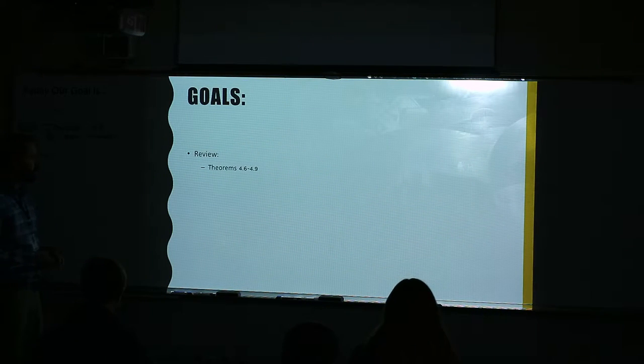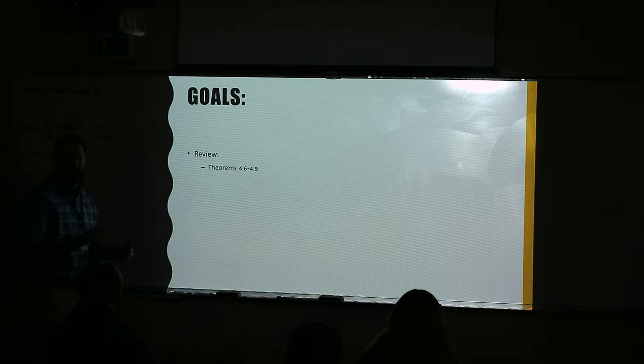Goals today: I want to do a quick review of the theorems we talked about on Friday, 4.6 to 4.9. If you were gone, or maybe you just don't quite remember, we did four theorems: 4.6, 4.7, 4.8, and 4.9. We talked about how they work. We really spent a lot of time on 4.9. That was the main one, the HL theorem. All of these were based on right triangles.